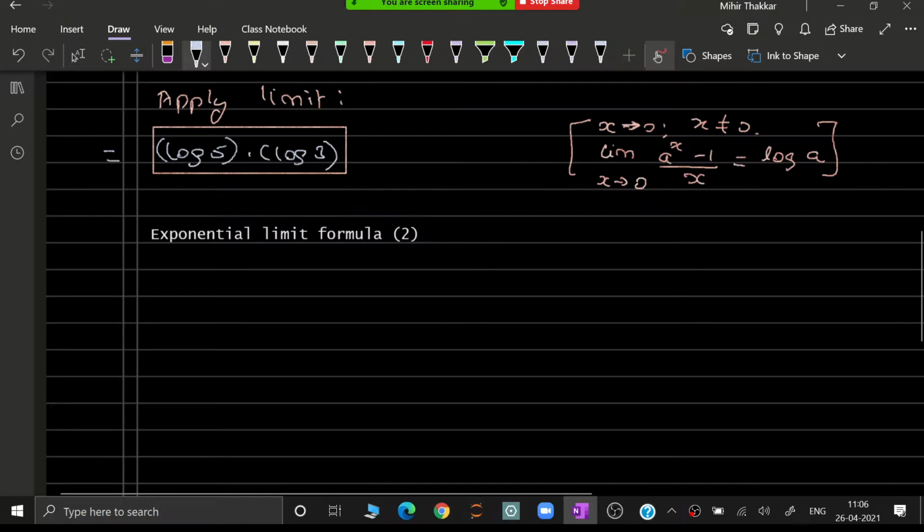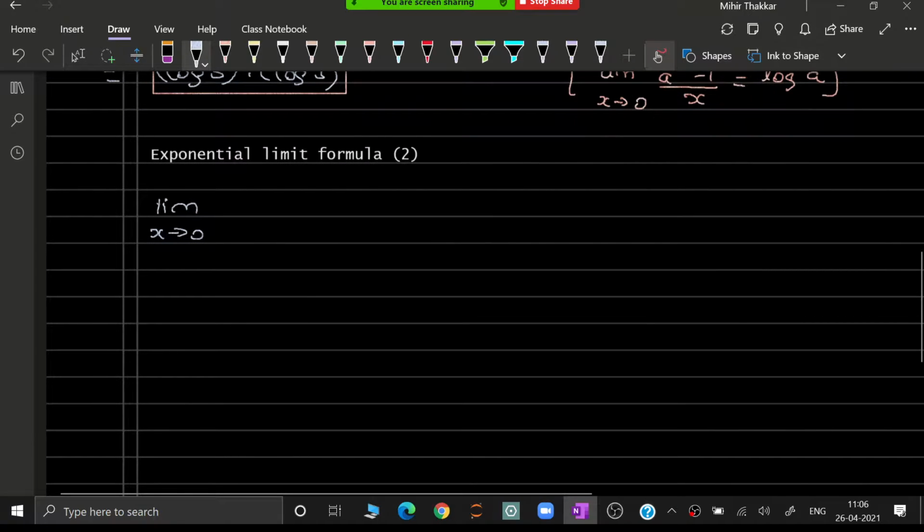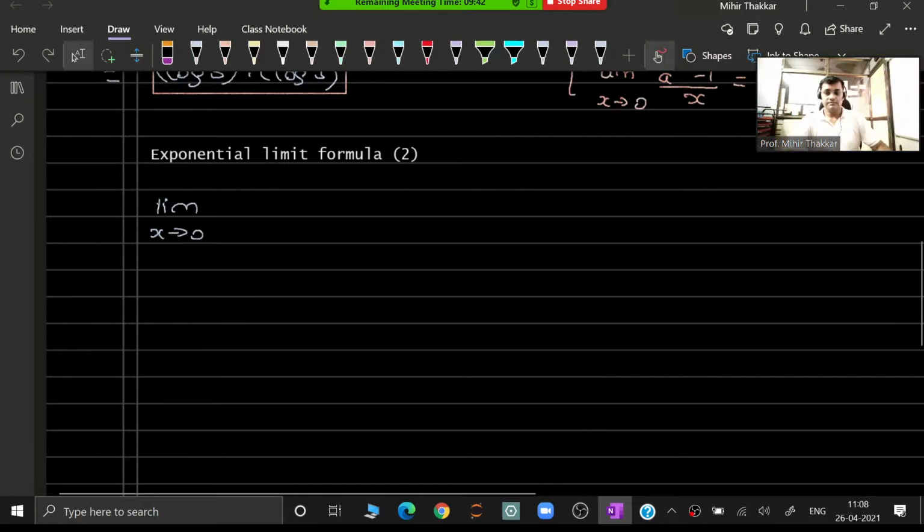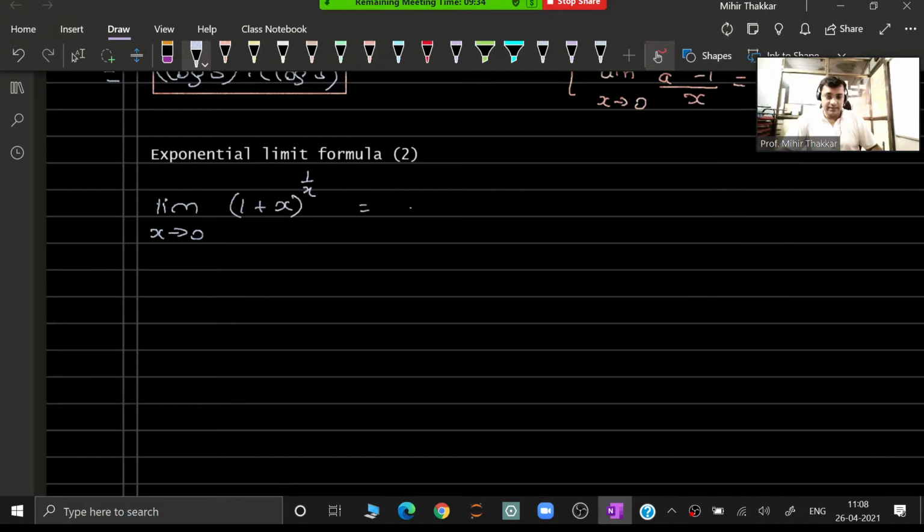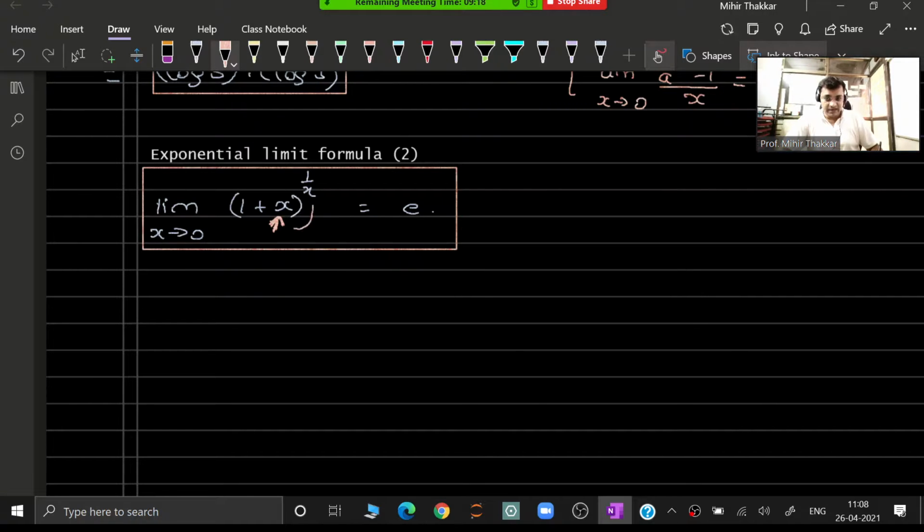So the second formula goes like this. Limit as x tends to 0, 1 plus x whole power 1 upon x is equal to e. So this is our formula number 2. And the basic requirement for this formula is that whatever x is given to you over here in the base, its reciprocal must be given or adjusted there in the power.